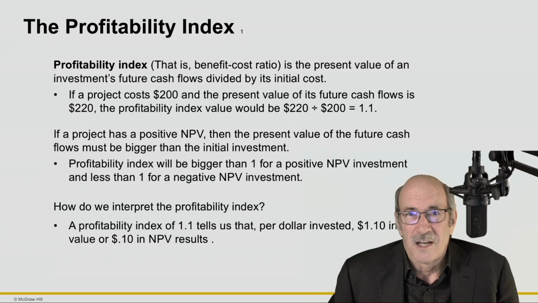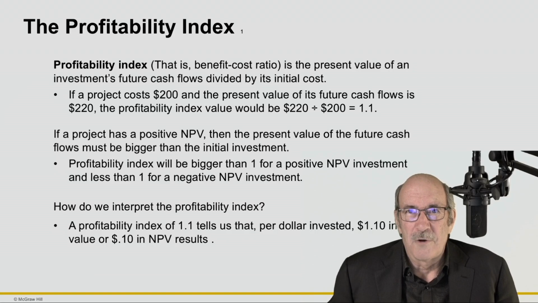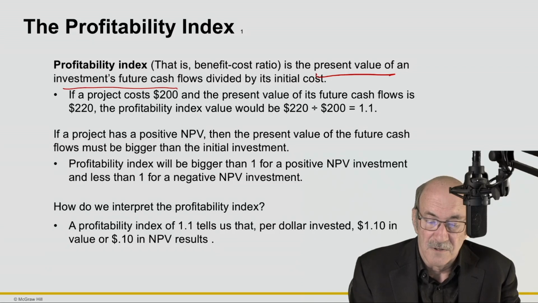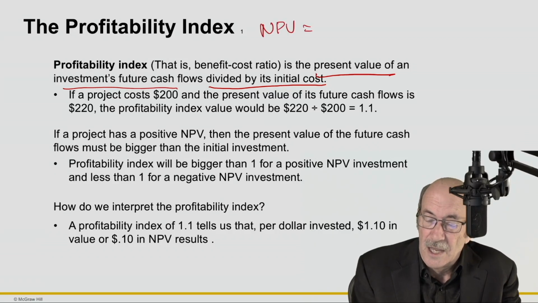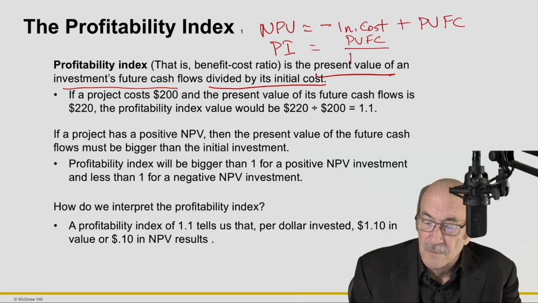Now, the last criterion that we're going to look at would be profitability index. Profitability index is kind of a variation on the NPV. Again, I'm not sure why we would do this, other than maybe it makes more sense to people. But essentially what we're doing is taking the present value of the future cash flows and dividing it by the initial cost. Remember, on NPV, we're subtracting the initial cost from the present value of future cash flows. Whereas on PI, the profitability index, we're taking the present value of the future cash flows and dividing it by the initial cost.